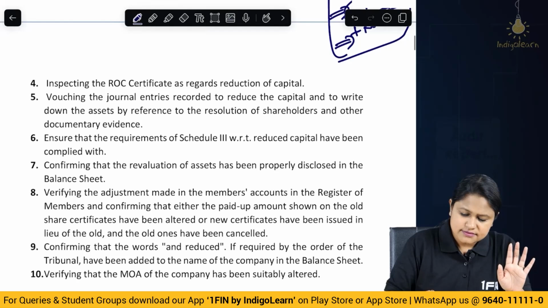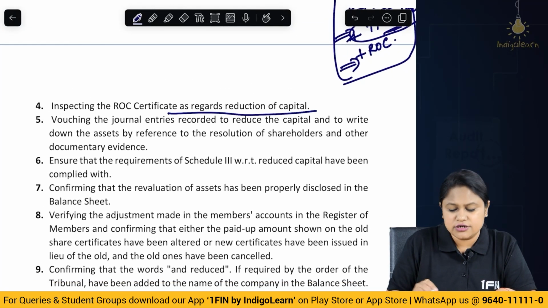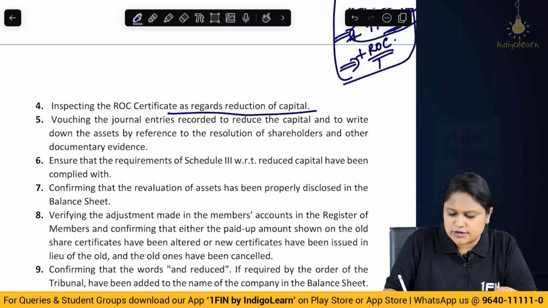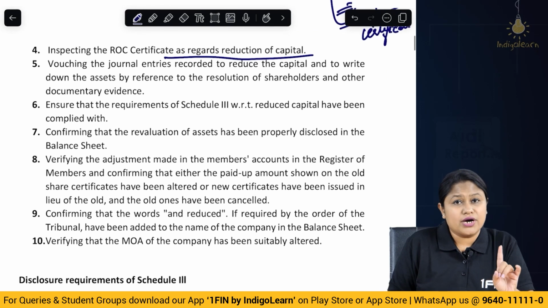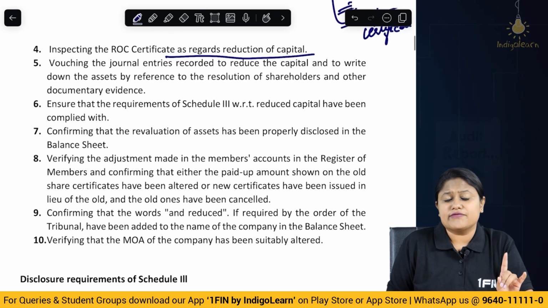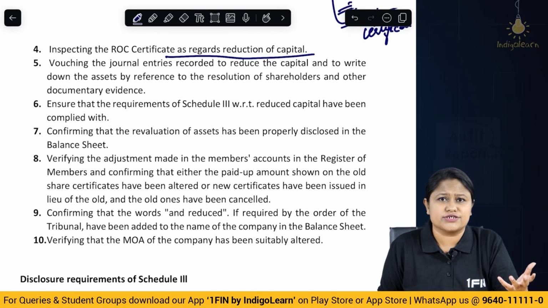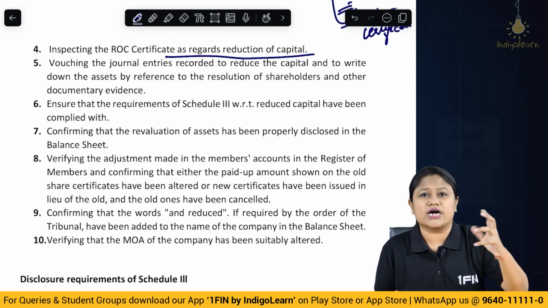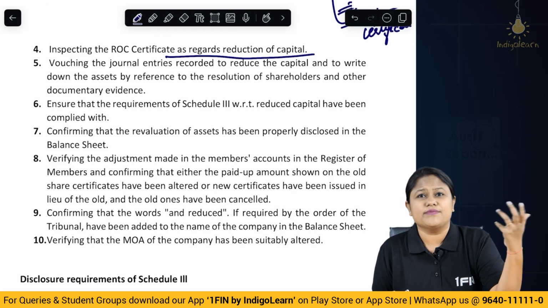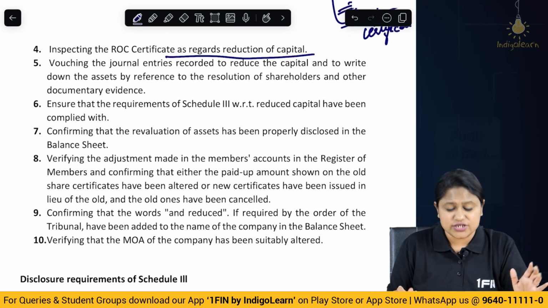Clear? Then inspecting the ROC certificate as regards to reduction. So once you file the documents with ROC, ROC also will give a certificate for reduction. So that also we have to check. Correct? Then I told you accounting is very, very important. In fact, when you study the accounting subject, you'll study a topic called internal reconstruction. So basically that is nothing but a kind of reduction that we are studying. So there you see how accounting is done. So all the journal entries are passed. So all of these things have to be done appropriately. That also we have to check.